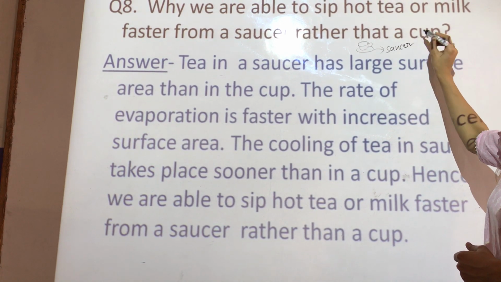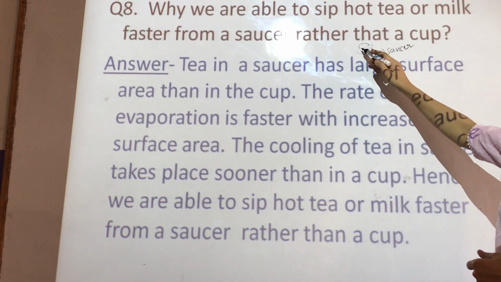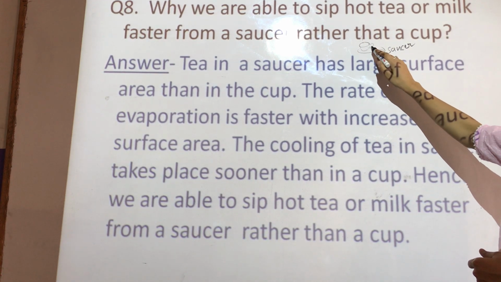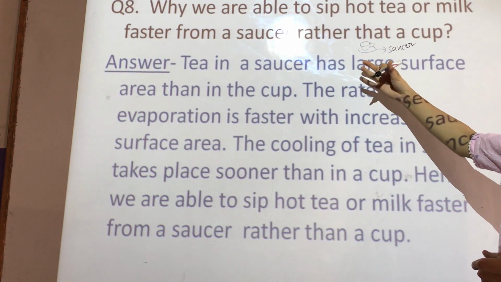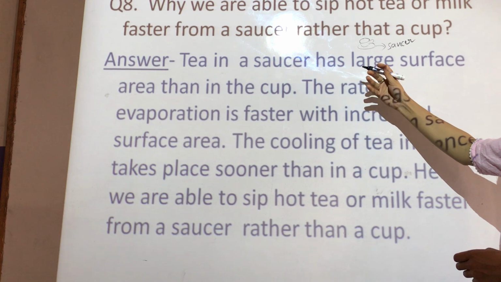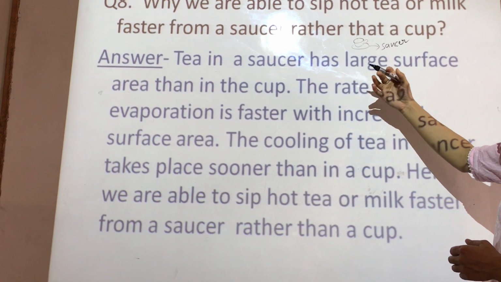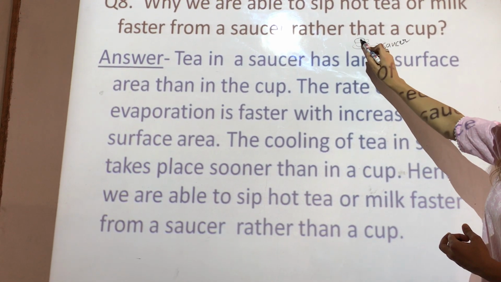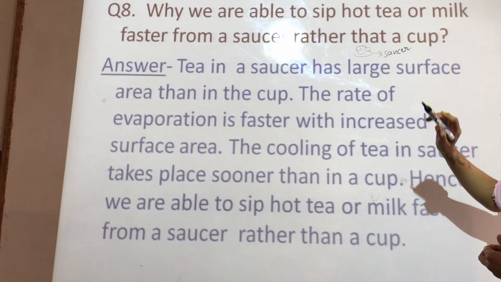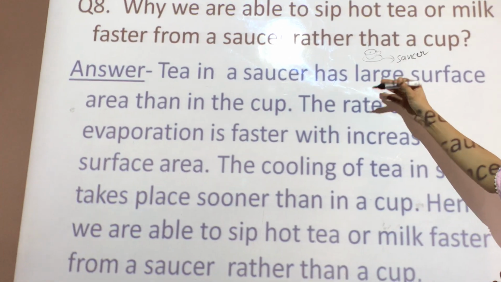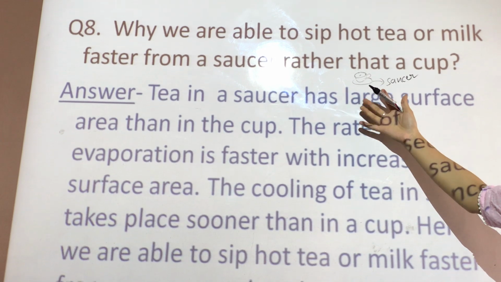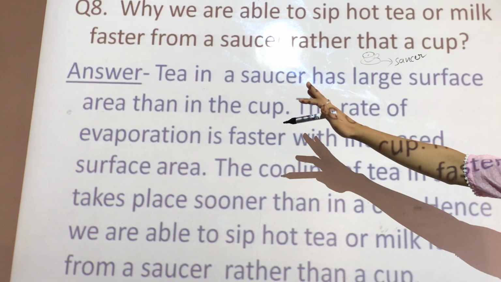If you pour some tea or milk into the saucer, you are able to sip hot tea easily. It becomes a little cooler than it was before in the cup. So why are we able to do that? What is the phenomenon? What is the process behind that? Let us see here.